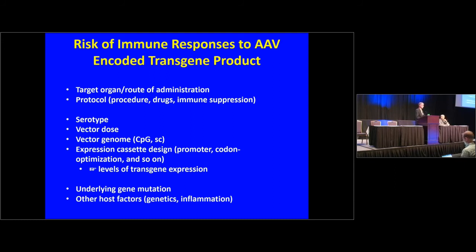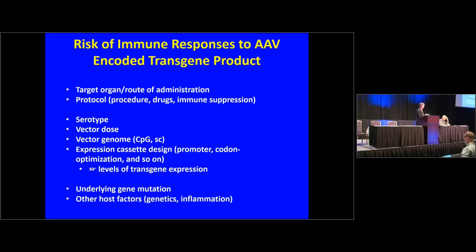So what is the risk of an immune response to your transgene product? It turns out there's no easy answer because there's so many variables that play in, such as the target organ, how you deliver, exactly how your protocol looks like, and how you design your vector and how much you give. And a lot of that actually impacts how much transgene expression you have. And the level of transgene expression is one critical parameter in the end for whether you get an immune response or not and how strong that response is.